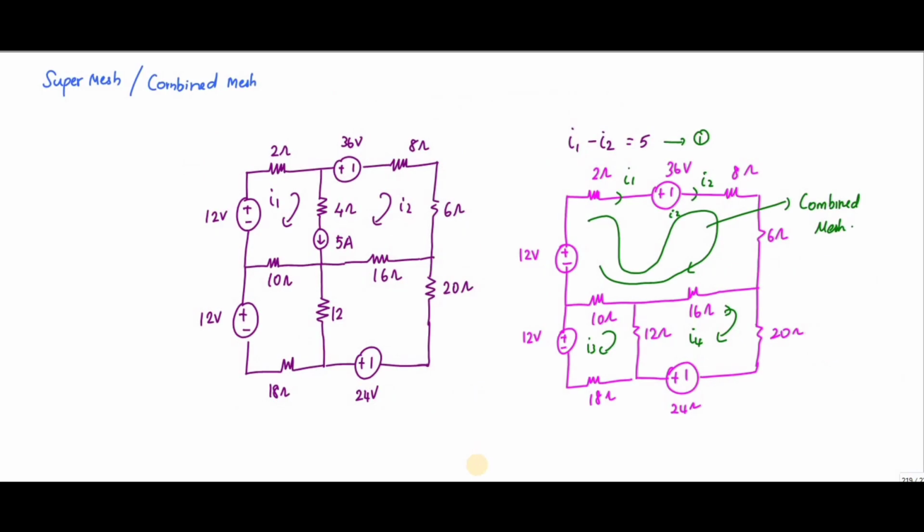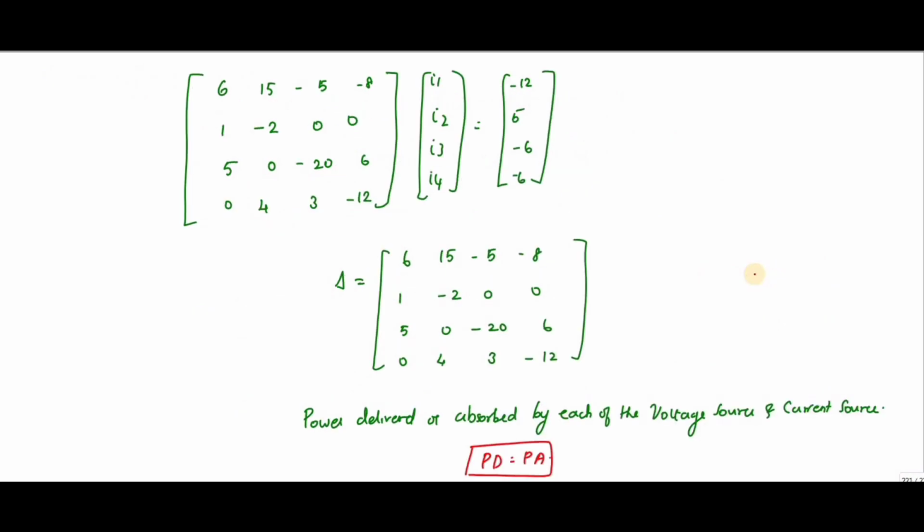If I want to find the current across any element, we can find it out. Suppose I want to find the current at this point, here it is nothing but I3 minus I4. So if the question asks what is the value of I2, you can find it out like this.